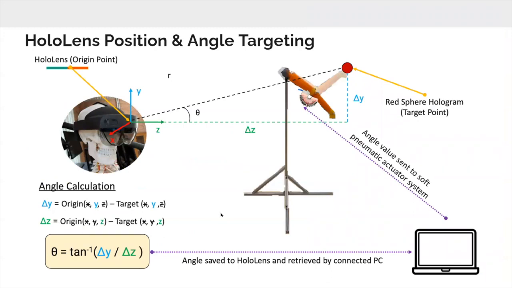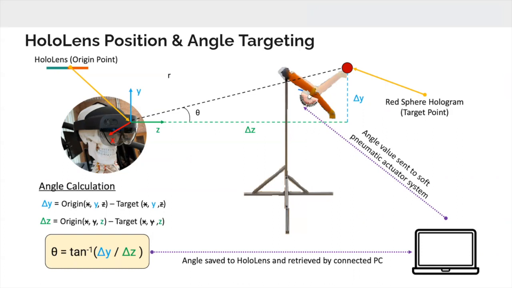So this is just a basic overview of how the HoloLens would work with the soft pneumatic actuator system, and how the soft pneumatic actuator system communicates with the local PC, which gets the data from the HoloLens. We first use the HoloLens to set the point for the dummy arm to point to. Once the HoloLens app is opened, the HoloLens will start at the origin point of 0, 0, 0, and the red dot will start at the coordinate spot of 0, 0, 1.